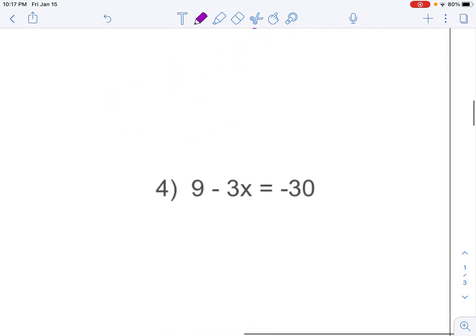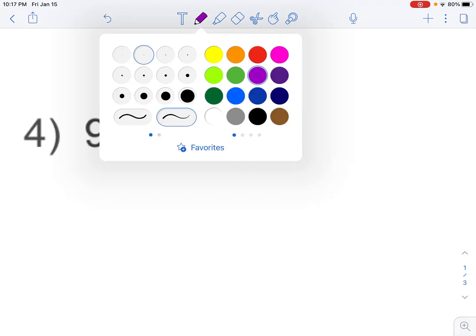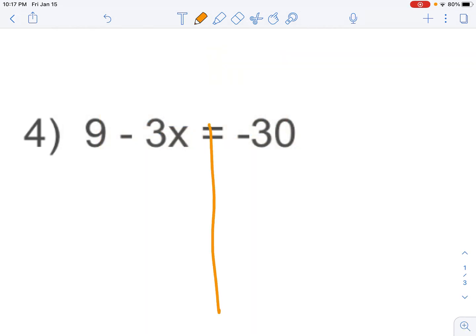Number 4, last one. All right, orange. All right, I need to get that variable x all alone. I see a subtraction problem. 9 minus 3x equals negative 30.